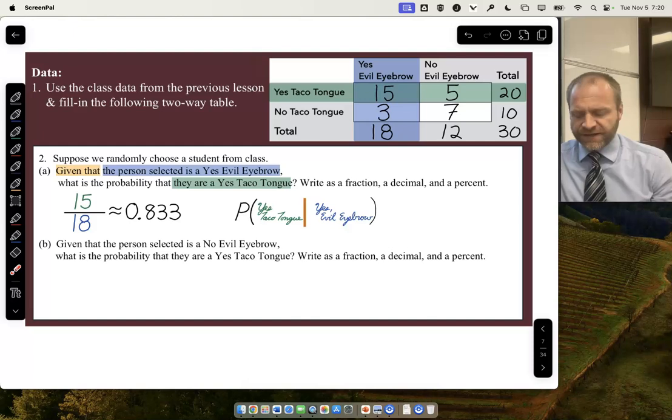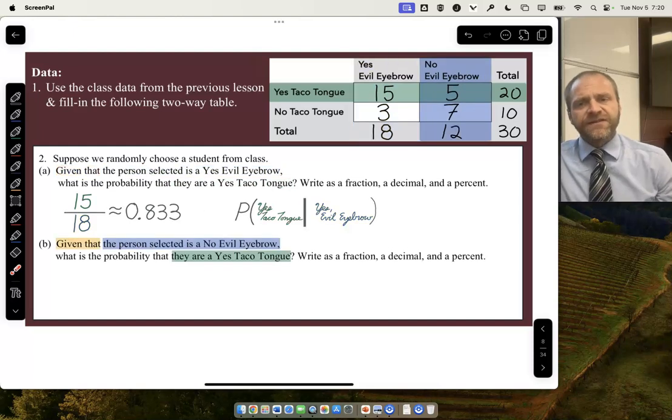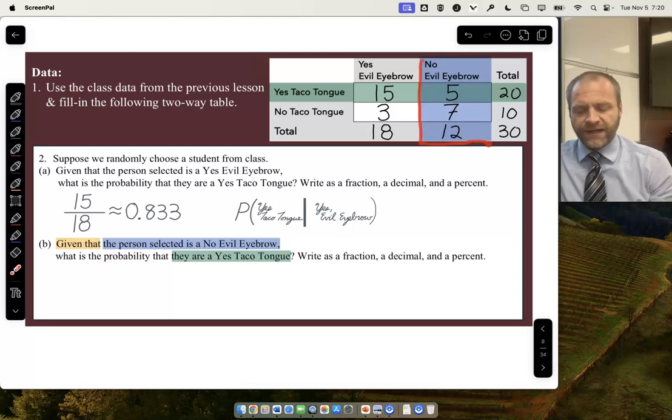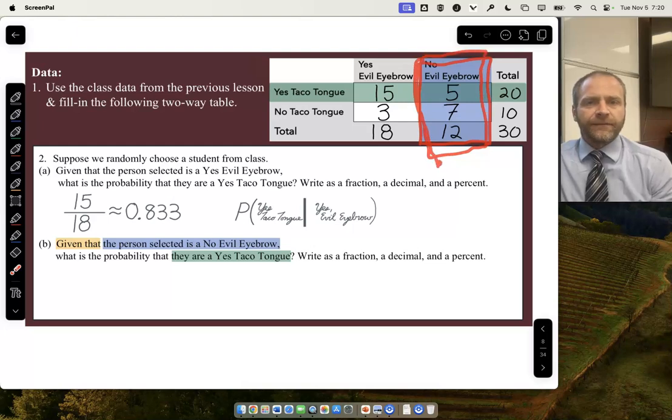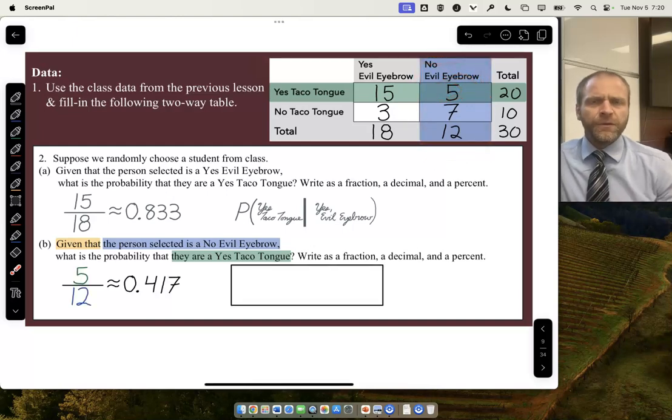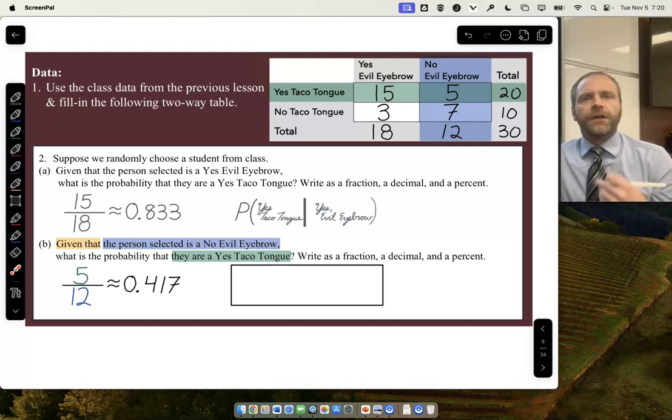So the next part says, given that the person selected is a no evil eyebrow, so you can see right here why I have that column highlighted. We're only focusing on that column. What is the probability that the person is a yes taco tongue? Well, it looks like only 5 out of 12 in that column. So I'm thinking it's 5/12ths, which is about 0.417, which is about 41.7%.